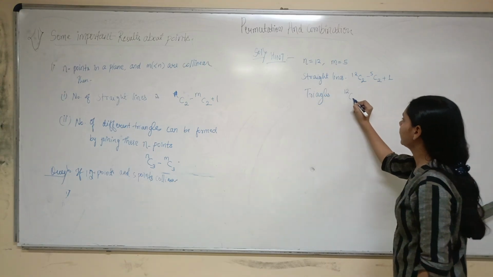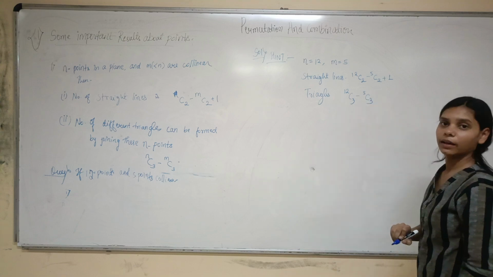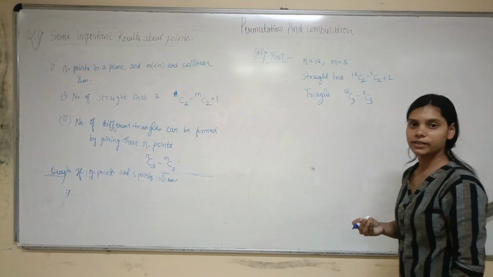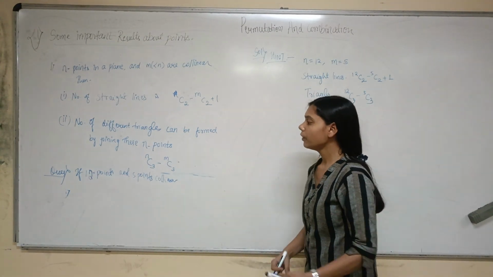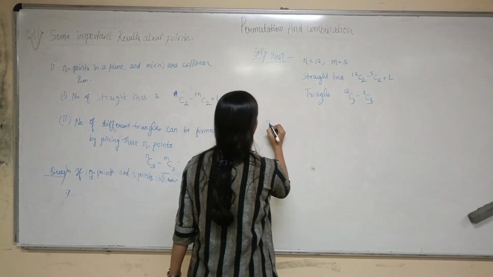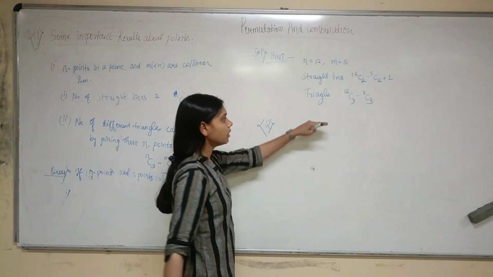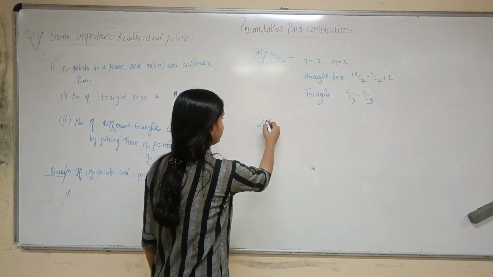12C3 minus 5C3. After solving, you got your desired result. Is it clear? Okay. Now we move towards the next topic. Second point. Leave half a page for the solution, and after that you will continue with the second point.